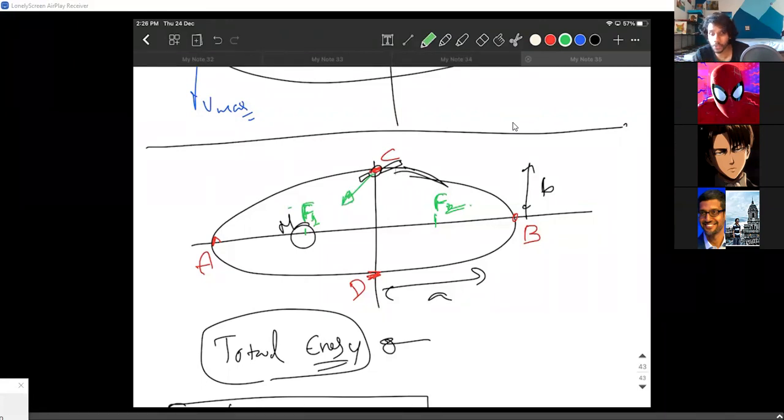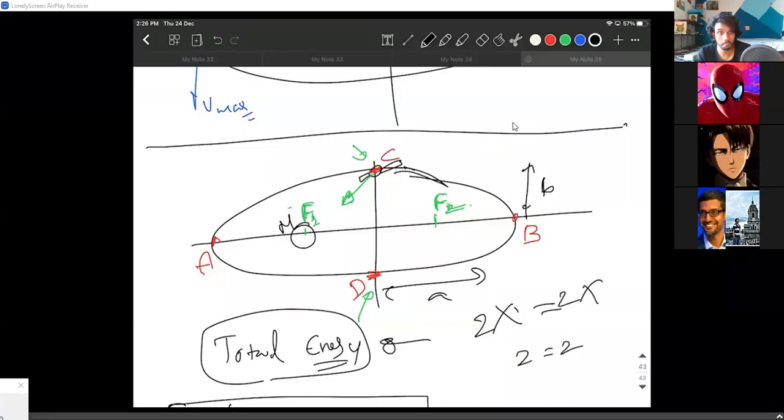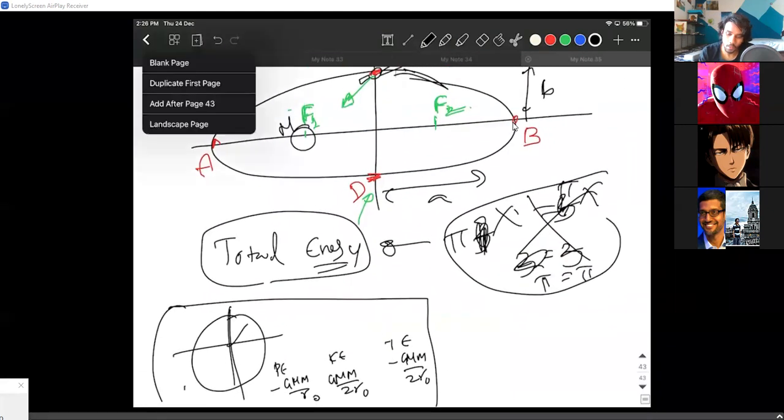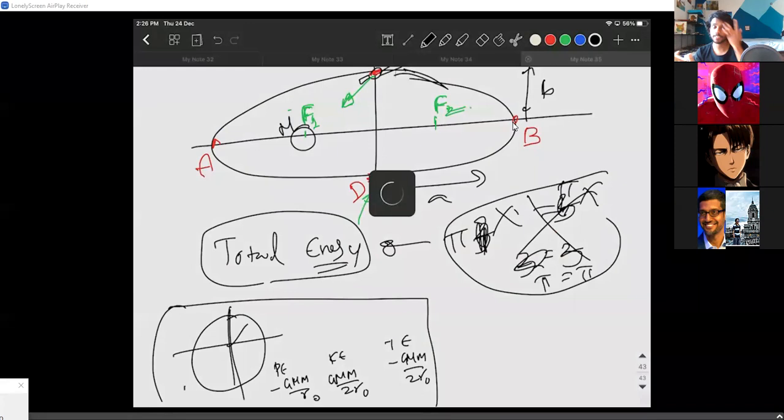And what are you going to use? Like you are going to write the energy here and here. Yes. You know what you'll get? You will get x equals x. You can multiply it with 2 and prove 2 equals 2. You can multiply it with 3 and prove 3 equals 3. You can multiply it with pi and prove pi equals pi. Wow, genius. Totally.